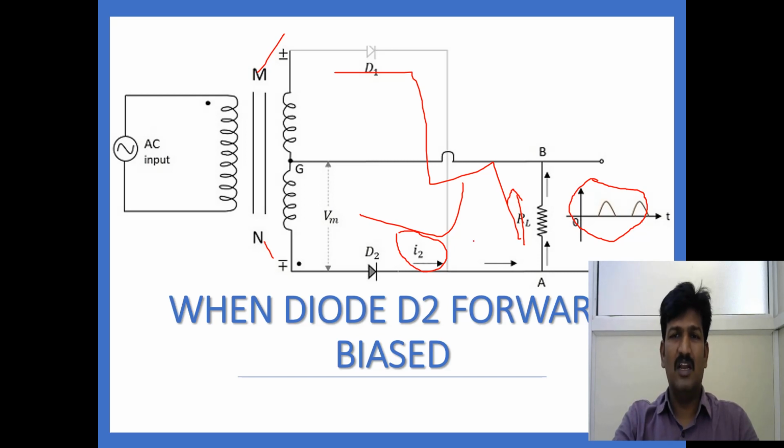But both things are not going to exist at the same time. It means when I1 is existing, I2 is going to become 0, and when I2 is existing, I1 will become 0. Why? Because D1 and D2 are not conducting at a time. When D1 conducts, D2 will become off, and when D2 conducts, D1 will become off. So you have to understand it like this.